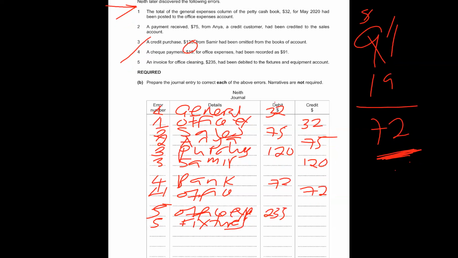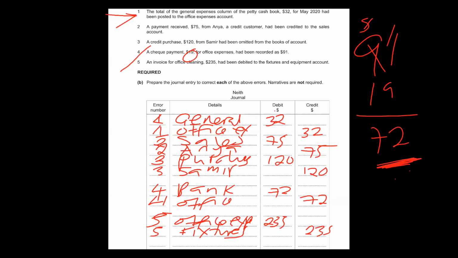The fixtures, okay? With the fixtures, you also credit the same amount, 235. So basically, these were the entries that you were supposed to make, and there was 1 mark for each of them. So the total mark was 10 marks for this. You can just be doing this again and again. So this is how you correct the errors, and this is what you were supposed to do.